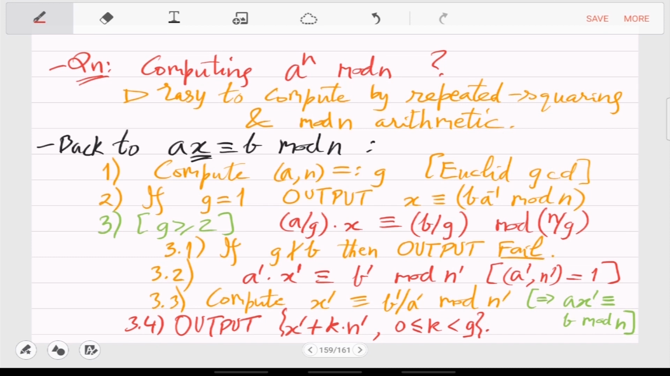And it's obviously very fast. So even if n is thousands of digits, this will work within milliseconds or seconds.